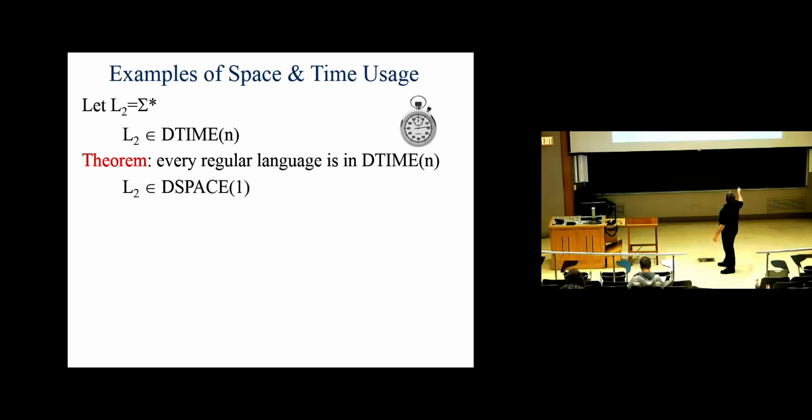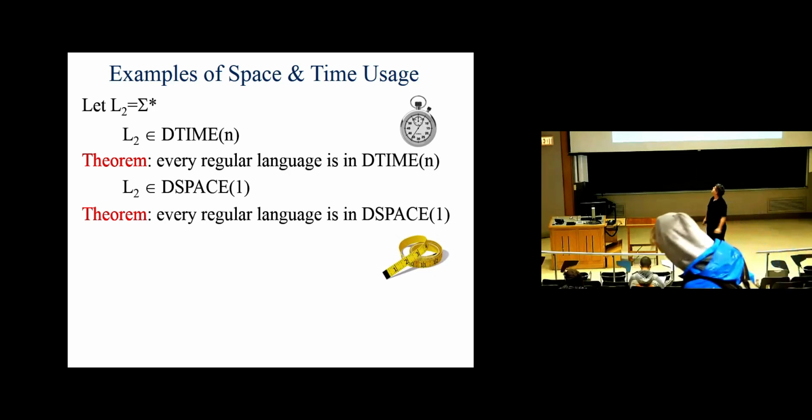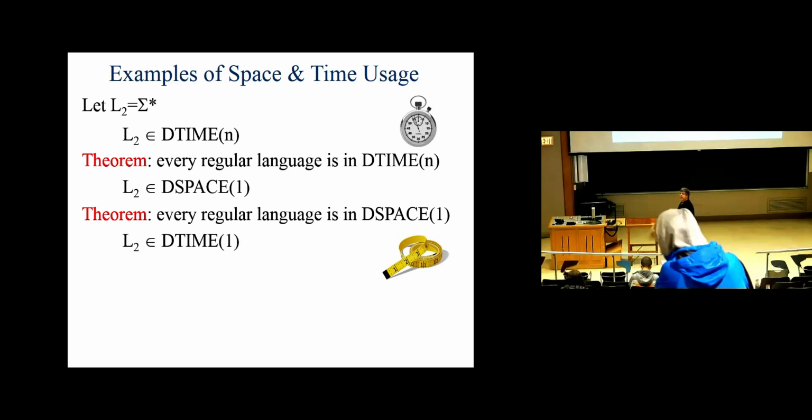Every regular language is in linear deterministic time, and it's in constant deterministic space, every regular language, because finite automata doesn't need any space. In fact, it doesn't have any space, so it's a good thing it doesn't need any space because it doesn't have any space to use even if you wanted to. In fact, the finite automata that can use arbitrary amounts of space, there's a name for that. It's called what? A Turing machine.